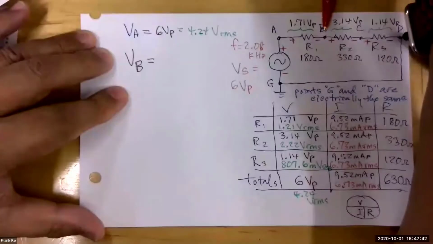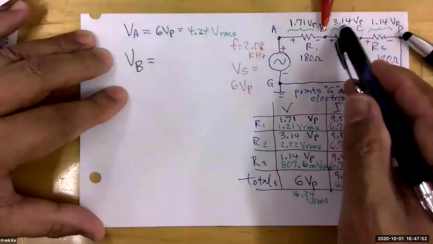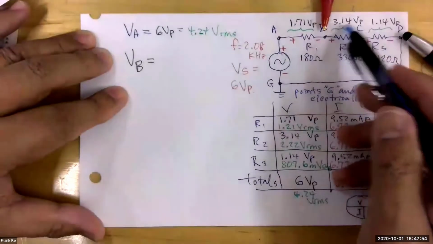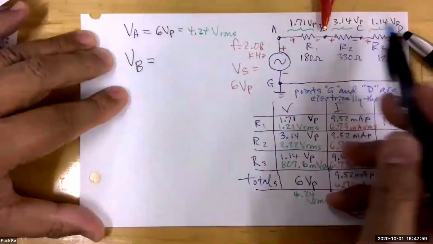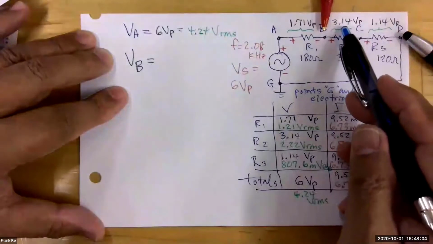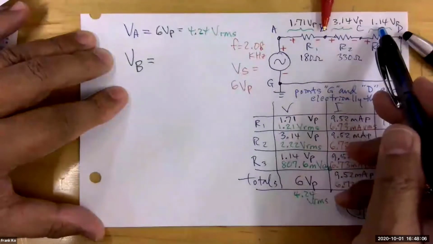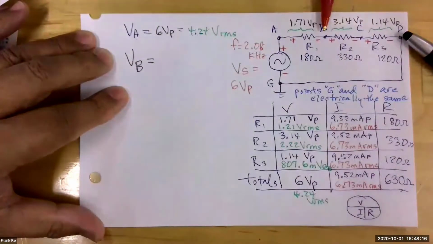They're going to be added together. What's going to be added together? The voltage of resistor 2 and resistor 3. So your classmate is suggesting that this voltage across R2 and this voltage across R3 are going to be added together for the total voltage between these 2 points. So Yusuf is going to add the 3.14 plus the 1.14. So what does that add up to be in terms of volts peak? 4.28 volts peak.